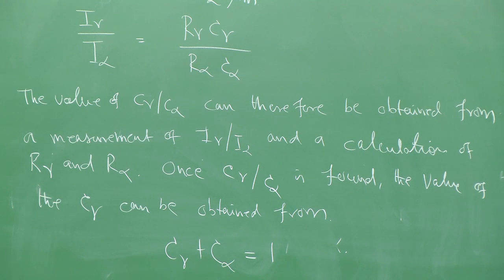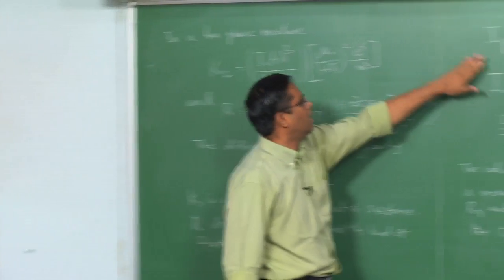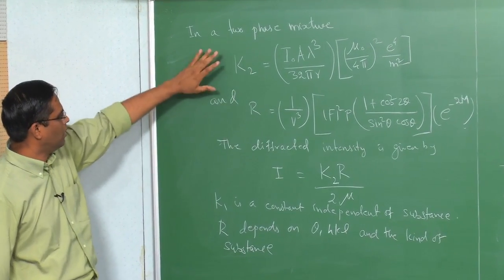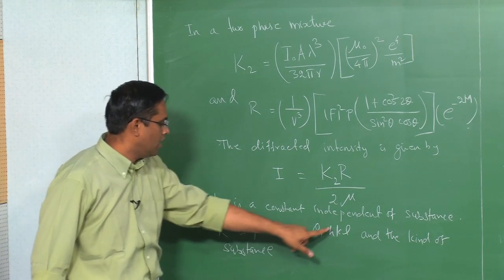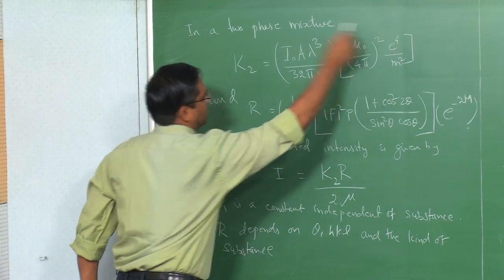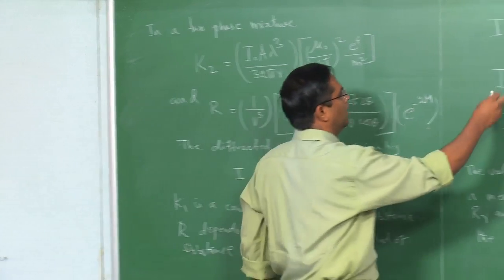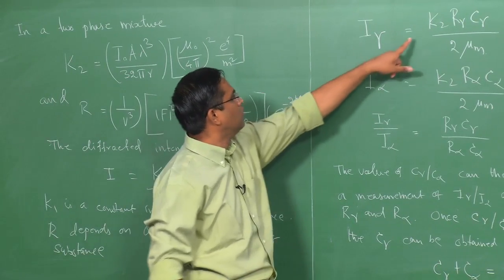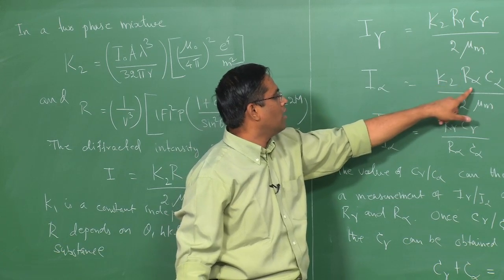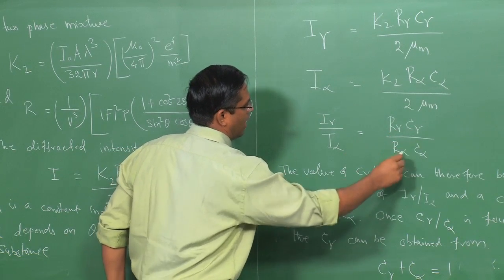Okay, what I have written here is, suppose you have a two-phase mixture, for example gamma and alpha in a mixture. You can write this intensity equation in two forms. One depends on theta, HKL, and the kind of substance, that is R, which is completely substance dependent, and the other is a substance independent term. Then you can write this general expression for the two individual phases in a mixture. In this case, I gamma is equal to K2 R gamma C gamma divided by 2 mu m, and I alpha is equal to K2 R alpha C alpha divided by 2 mu m. Take the ratio of these, which is R gamma C gamma by R alpha C alpha.